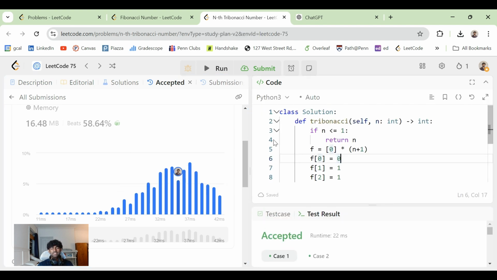Hopefully this was a helpful dynamic programming video that taught a few interesting concepts of how and where we use memoization, as they call it.